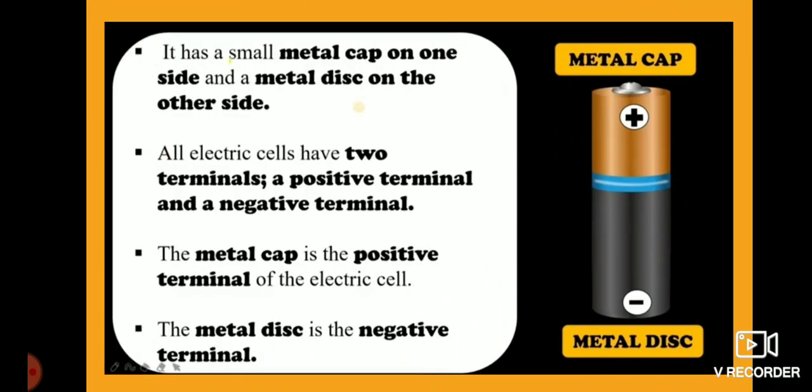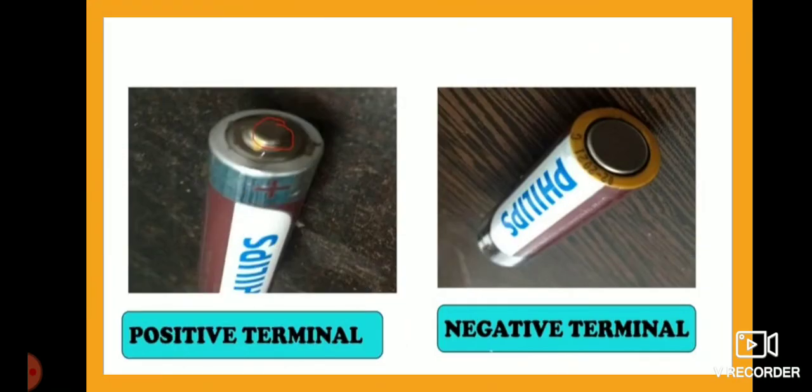It has a small metal cap on one side and a metal disc on the other side. All electric cells have two terminals, a positive terminal and a negative terminal. Please watch the figure. The metal cap is the positive terminal of the electric cell and the metal disc is the negative terminal. See, so the positive terminal is the metal cap and the negative terminal is the metal disc. All the electric cells have two terminals.